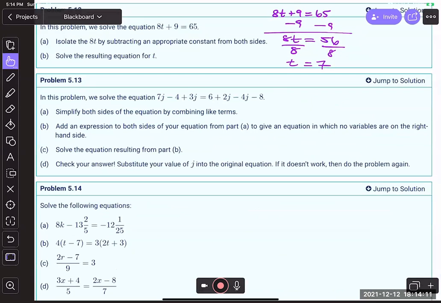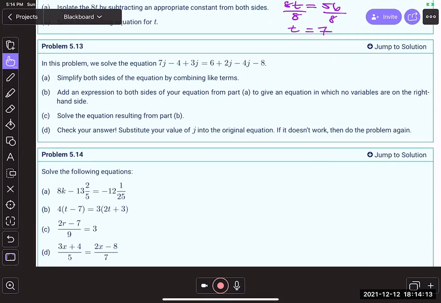Okay, let's take a look at 5.13 then. Right here, 7j minus 4 plus 3j equals 6 plus 2j minus 4j minus 8. That's a lot to look at. That is way too much to be looking at one time. Anna, what do we need to do first? Well, first we have to have j on one side.